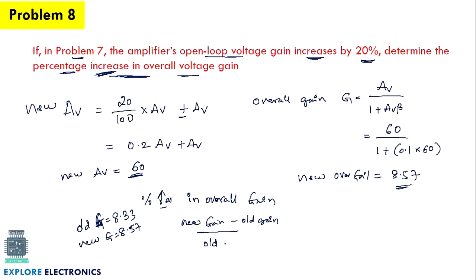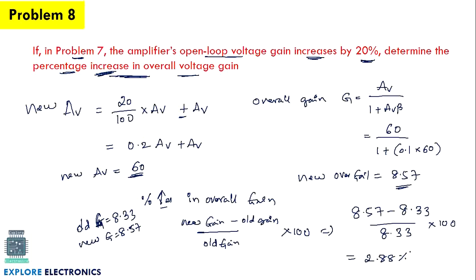That's why we divide by the old overall gain and multiply by 100, which gives the percentage. Let us take the new gain 8.57 minus the old gain 8.33, divided by 8.33, into 100. It gives the percentage change, that is 2.88. So 2.88% of the gain has changed when we increased the open loop gain by 20%. This is how we can solve this problem.